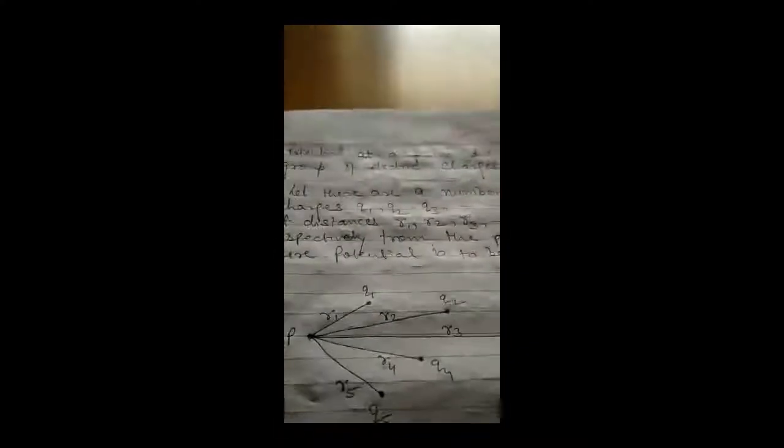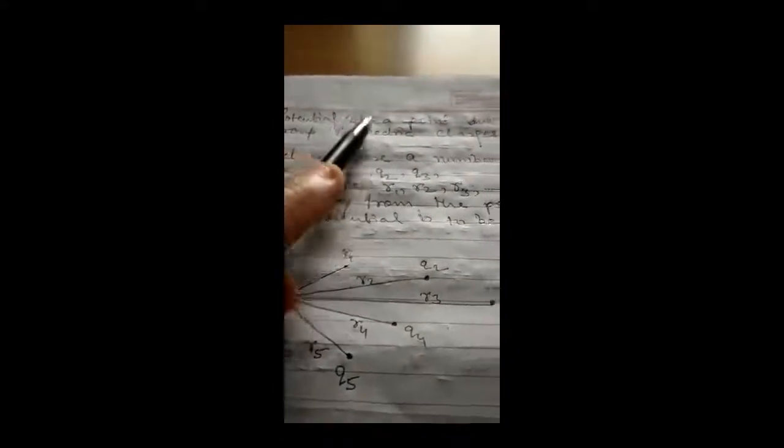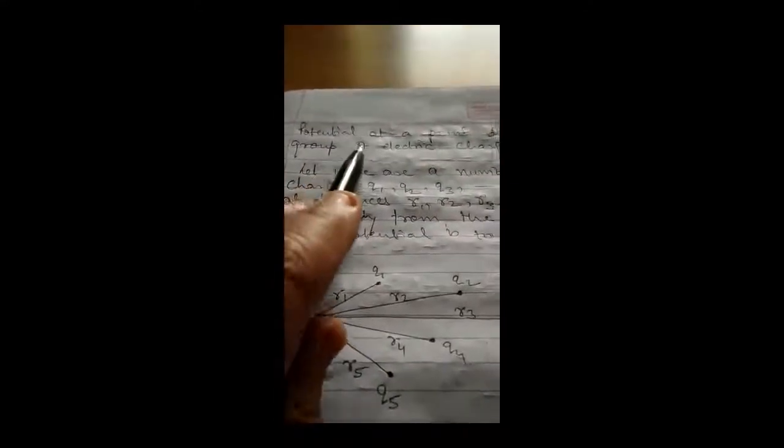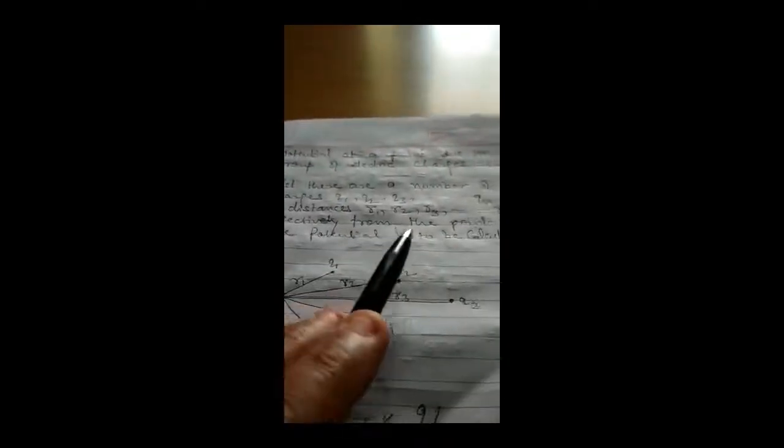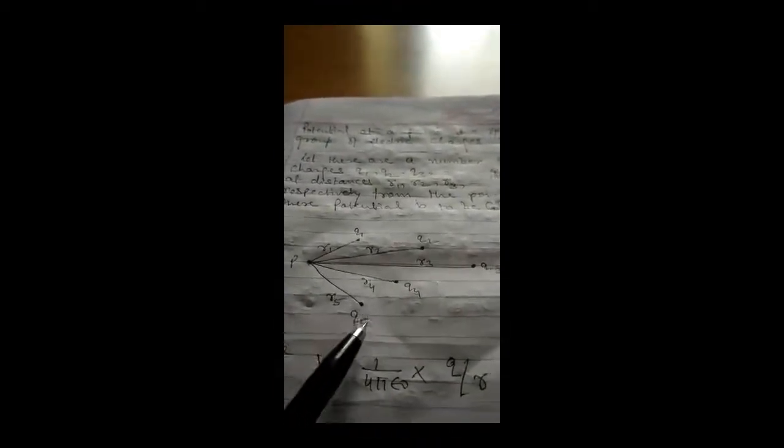Then after that, the next one is potential at a point due to a group of electric charges. For that we will consider there are a number of charges Q1, Q2, Q3 up to Qn at distances R1, R2, R3 up to Rn respectively from the point P. This is the point P where the potential is to be calculated. So this is Q1, its distance is R1, this is Q2, its distance is R2, this is Q3, its distance is R3, this is Q4, its distance is R4, this is Q5, its distance is R5 from point P.